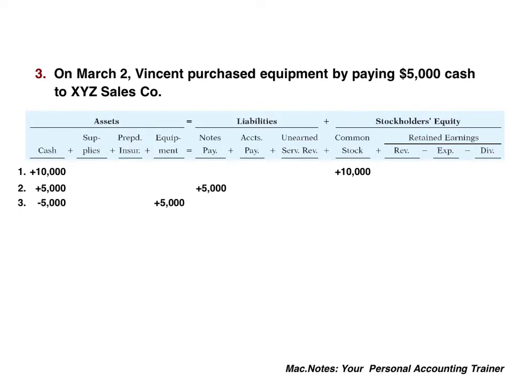Now on March 2nd, Vincent purchased equipment by paying $5,000 in cash. All right, two accounts are affected: equipment, which we purchased, and cash. Now, in this case, cash goes down $5,000, so we show that as a negative. But equipment goes up from zero to a plus $5,000. So here we have a negative $5,000 and a plus $5,000, both on this side of the balance sheet or accounting equation. So again, you see, if I was to total all of this, it would still be in balance.